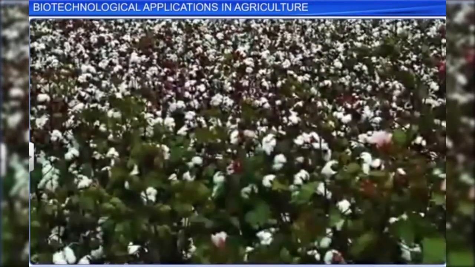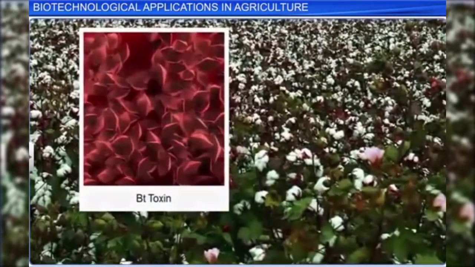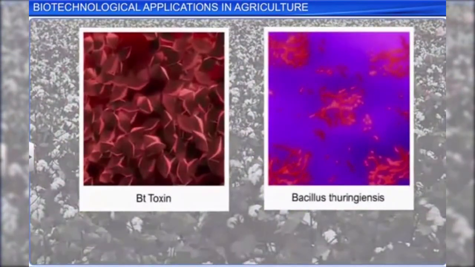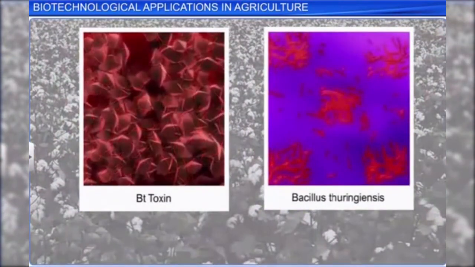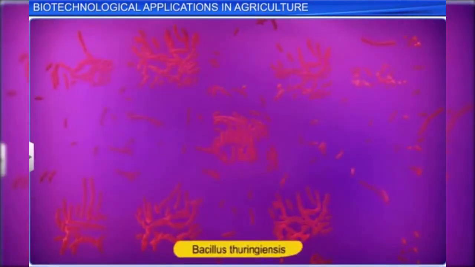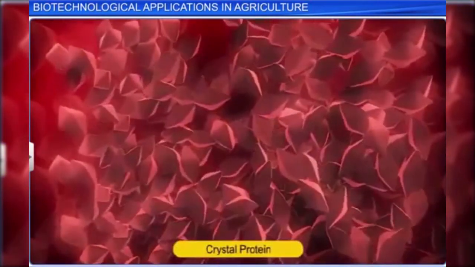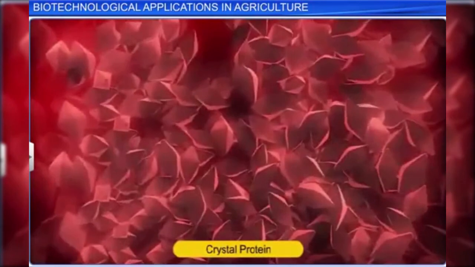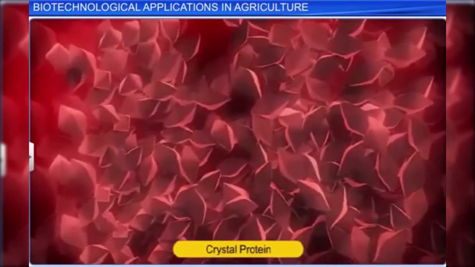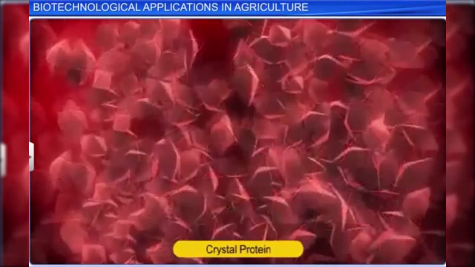For example, Bt toxin produced by a bacterium called Bacillus thuringiensis has been cloned and expressed in many plants to make them insect resistant. Bacillus thuringiensis produces some crystal proteins during a particular phase of its growth. These proteins, called Bt toxin or insecticidal proteins, are toxic and inactive.